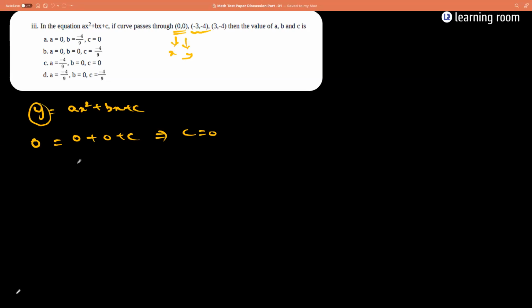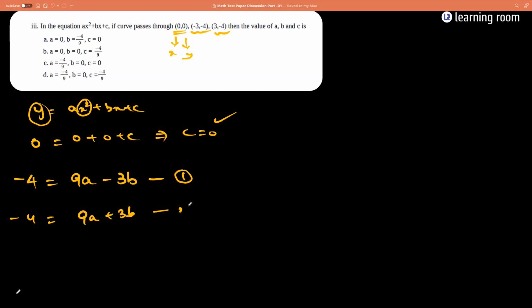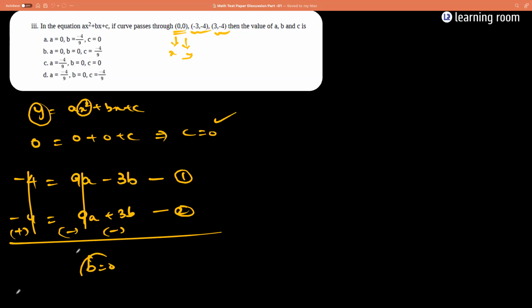What is the value of y? Substitute -3 for x: 9a minus 3b is -4. Similarly, when I substitute (3, -4), -4 is equal to 9a plus 3b. When you subtract both, this will get cancelled, this will get cancelled, so b will also come out to be 0. When b is equal to 0, you substitute it back in any one of the equations, you will get a is equal to -4/9. So the answer is C.